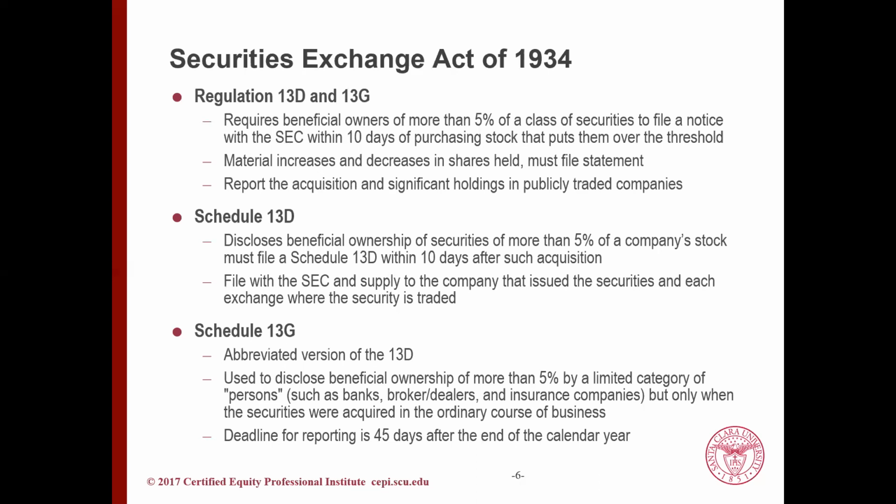Schedule 13G is available to a limited category of investors who don't intend to influence control over the issuer and who own 20% or less of the issuer's common stock. 13G must be filed within 45 days of the end of the calendar year in which a 13D would have been required.